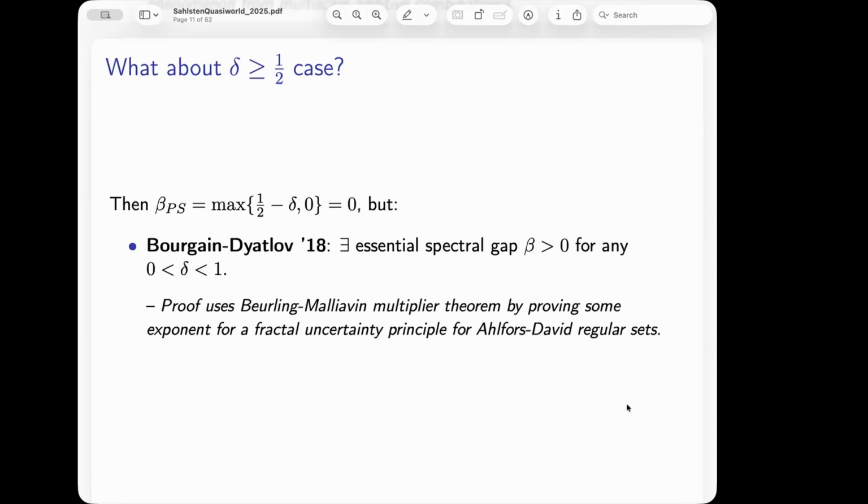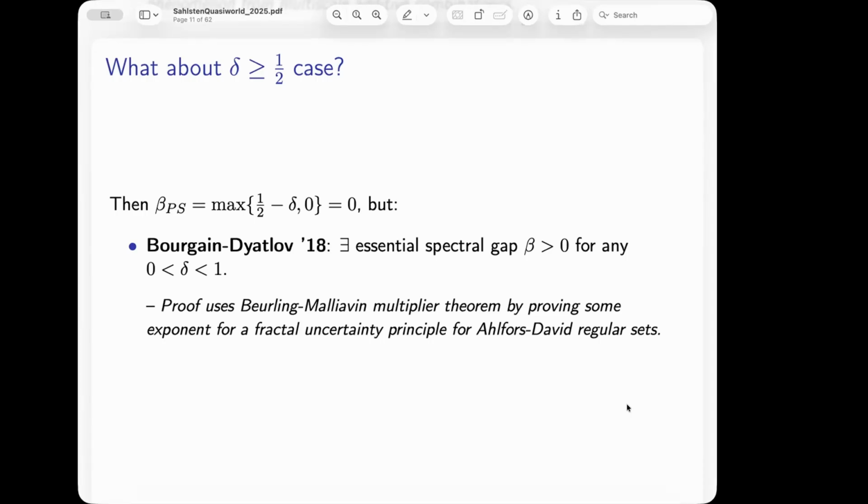It uses this Bernoulli-Malyoumi multiplier theorem to prove this type of fractal uncertainty principle statement that I mentioned a little bit earlier for Alford-David regular sets. It gives you some exponent, and some quantitative bounds have been given, but they're far from what is expected as the optimal spectral gap. So this is the one-dimensional case.